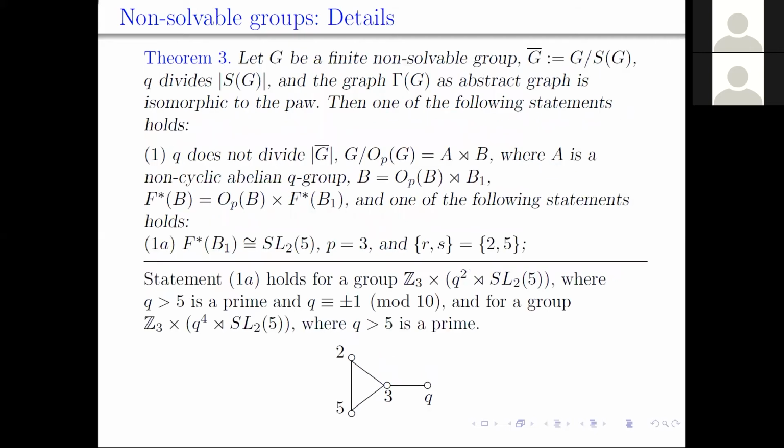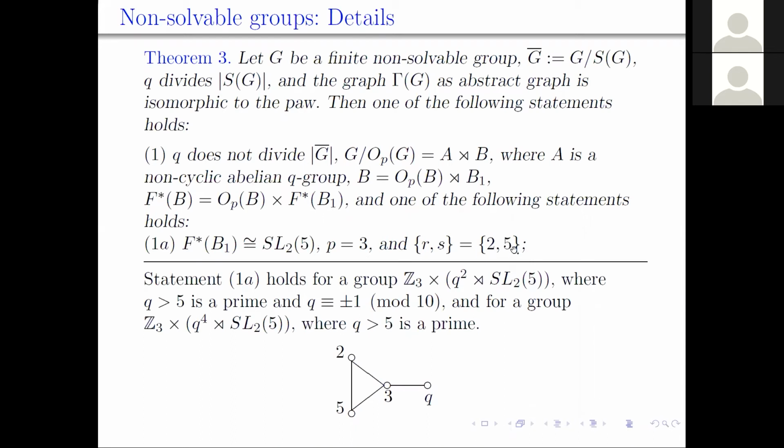So now I want to tell about short results. Let G be a finite non-solvable group. Q divides the order of S of G, and the graph gamma of G as an abstract graph is isomorphic to the pole. Then there are two cases. The first case, Q does not divide the order of G dash, and the normal structure of G you can see on this slide. For this case, there are 5 possibilities.